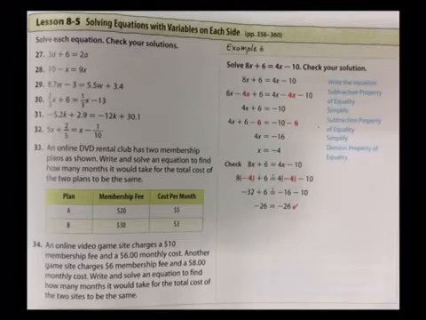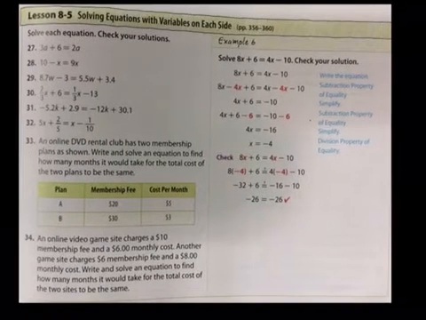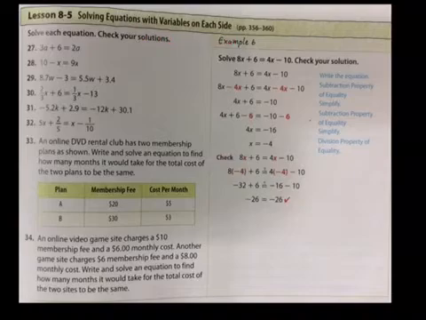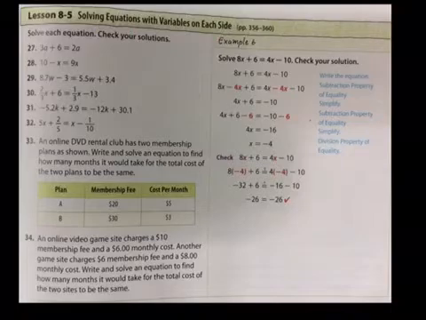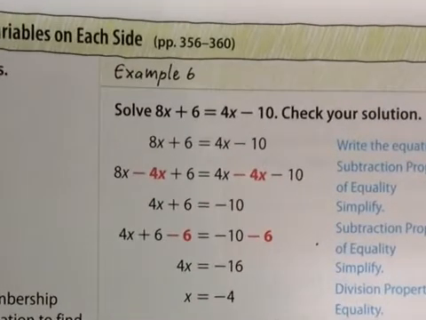Lesson 8-5, solving equations with variables on each side. So we're going to have now variables on both sides of the equation, and we can still solve it, just an added step. Let's take a look at it. But remember, you can always find more information by referencing the pages in the parentheses, 356 to 360.